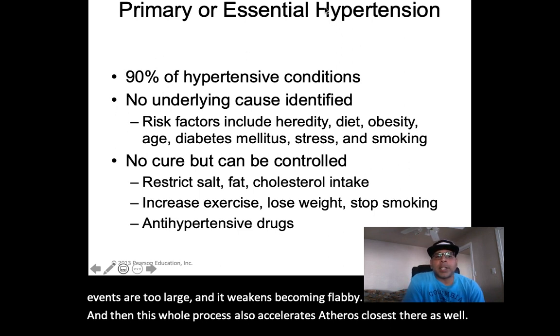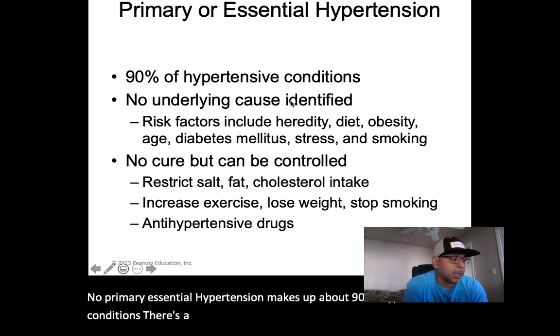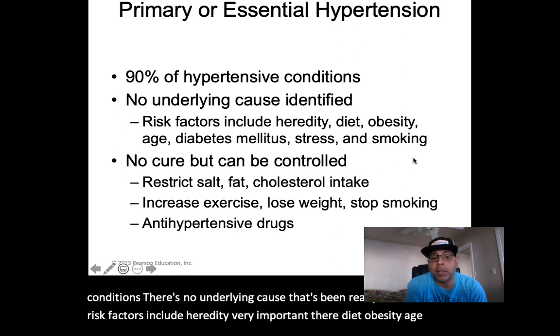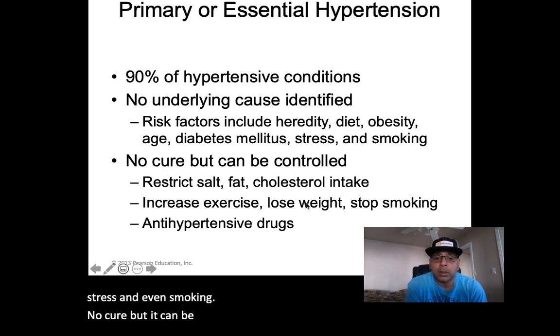Now, primary or essential hypertension makes up about 90% of hypertensive conditions. There's no underlying cause that's been really identified there. Risk factors include heredity, very important there, diet, obesity, age, diabetes, stress, and even smoking. No cure, but it can be controlled. Right, there are various ways to control it.